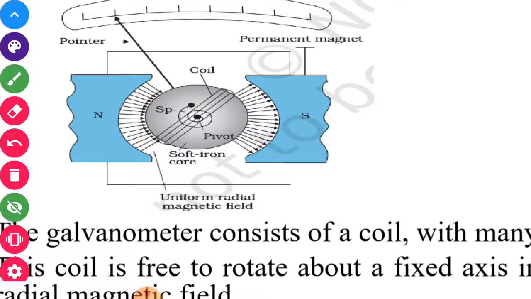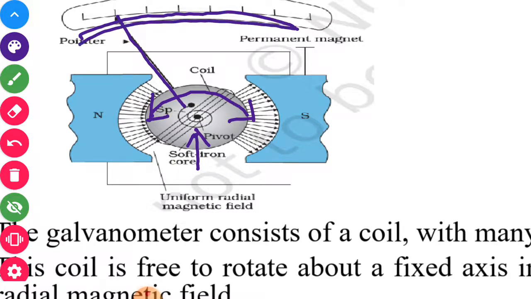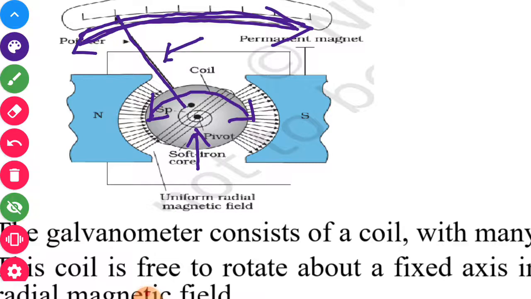It is pivoted at the center. There is a central pivot, or we can say a support, and there is a soft iron core kept here, which is utilized to produce the radial magnetic field. Now whenever this coil rotates either towards right or towards left, this pointer will move on this scale this way. It goes either this side or this side according to the direction of current. So there is a pointer kept here.